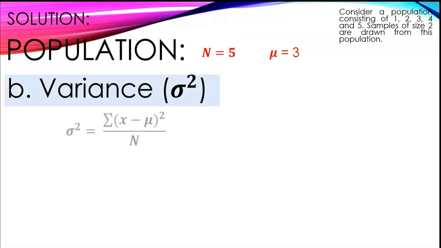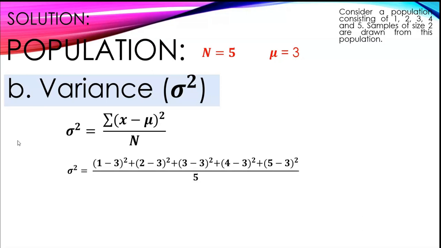Now remember, our population size is 5 and mean is equal to 3. Now let's solve for the variance of the population. The variance is given by the sum of x minus mean squared over n. So here's what we're going to do. All the values of x, we will subtract our mean 3 from it. So variance is equal to 1 minus 3 squared plus 2, which is our second x, minus the mean 3 squared plus 3 minus our mean that is 3 squared plus 4 minus 3 squared plus 5 minus 3 squared over our population size that is 5.